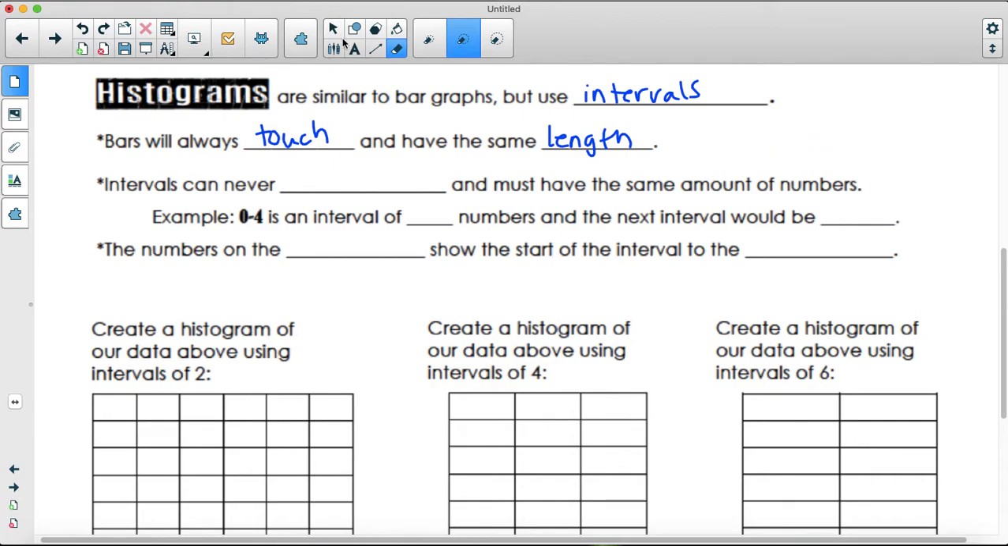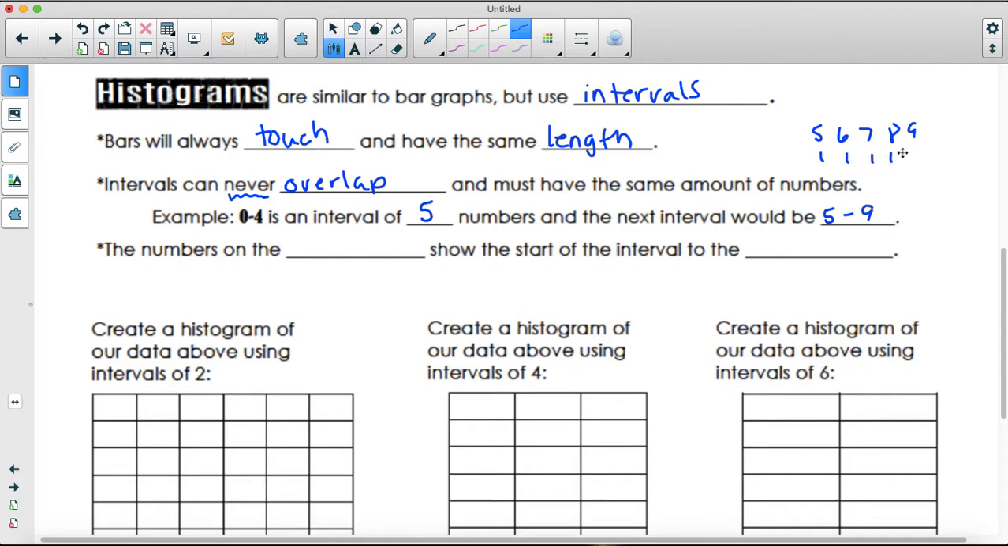So the intervals we're going to have can never overlap each other, and they must have the same amount of numbers. For example, 0 through 4 is an interval of 5 numbers because it starts at 0, 1, 2, 3, and 4. So 1, 2, 3, 4, 5 numbers. And the next interval would be from 5 to 9 because we want 5, 6, 7, 8, 9. They have 5 values.